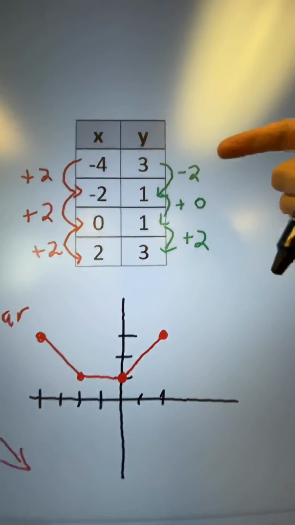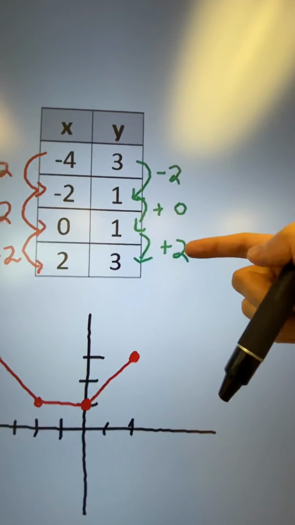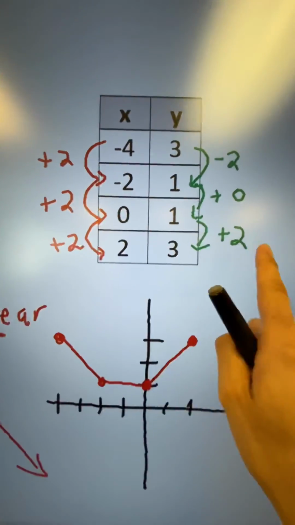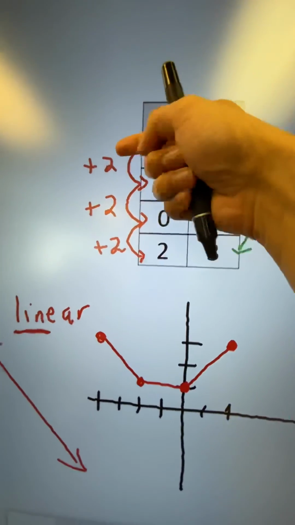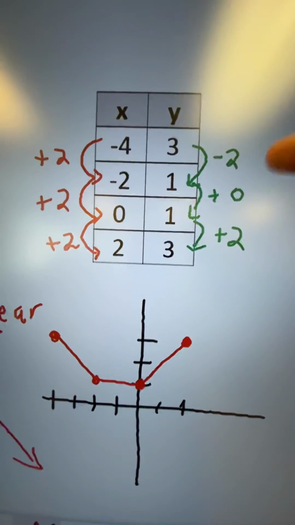And again, you'll be able to tell without graphing it by looking at the constant rate of change for the x's and the y's. This should always be the same, and this should always be the same. Again, these don't have to be the same as each other. As long as it's the same for the x's, and as long as it's the same for the y's, it'll be linear. And that's why this is not a linear function.